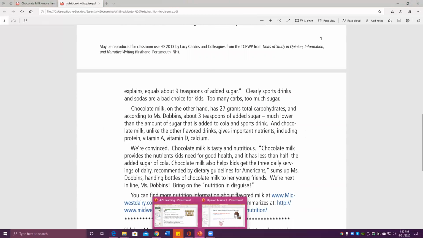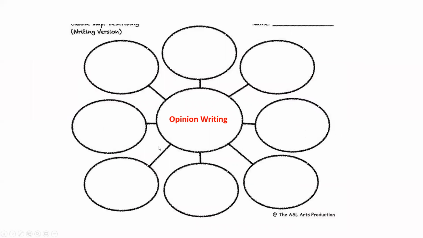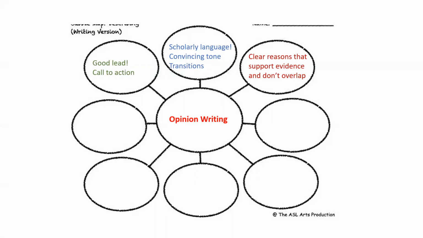So here's what I noticed about opinion writing. Opinion writing has a good lead, a call to action. They want chocolate milk to either not be served in school or they want it to be served in school. A call to action is saying, here's what you should do. Scholarly language, convincing tone and transitions. Clear reasons that support evidence and don't overlap. Both of these authors used clear reasons and supported evidence, and they don't overlap.